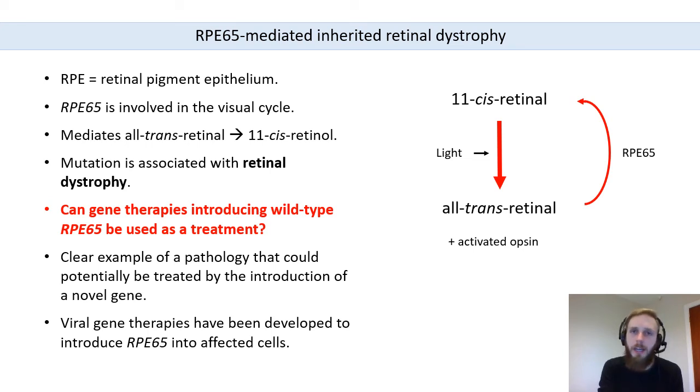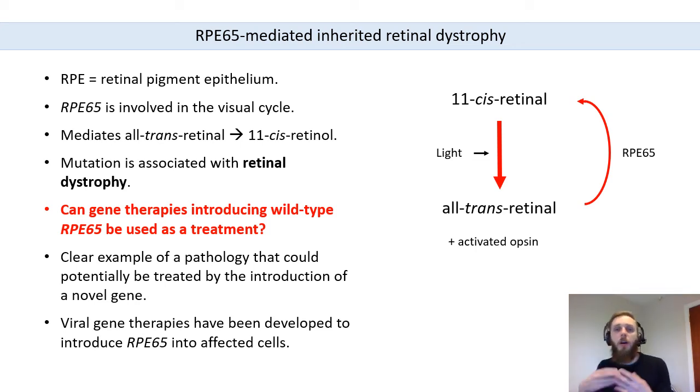Again, a very good candidate for gene therapy, because I hope you can see that in such an instance of retinal dystrophy, if the faulty RPE65 gene is replaced by or overridden by a healthy RPE65 gene, a wild type RPE65 gene, then that should be a good way to alleviate the pathology because it allows the visual cycle to continue. And this is exactly the case. This is exactly what's happened in these cases.